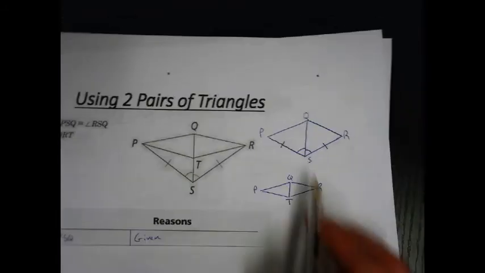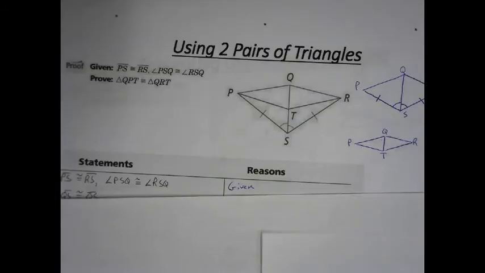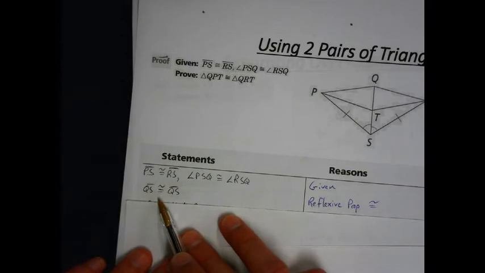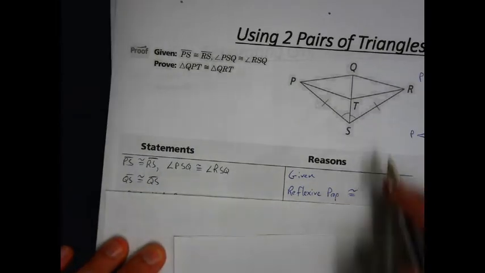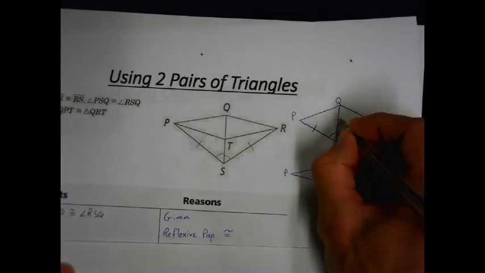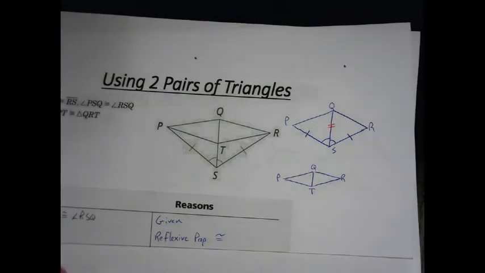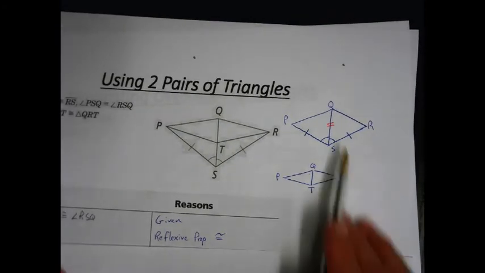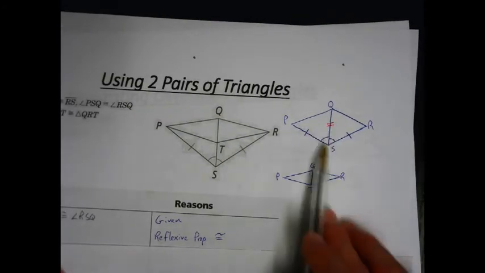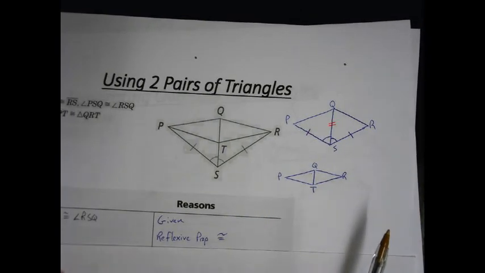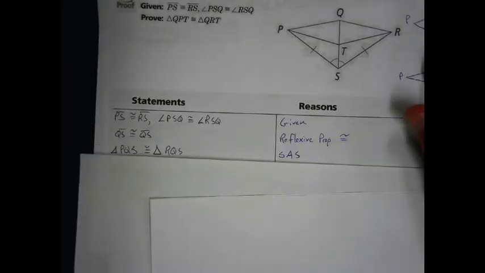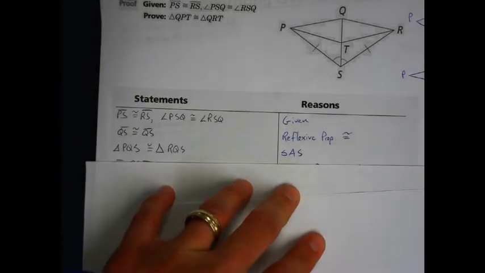Focusing on the big triangle first. Reflexive property: QS is congruent to itself. And now we can see I have side angle side congruence, I hope. So once we have side angle side congruence, now we have congruent triangles, and we can use all sorts of corresponding parts.